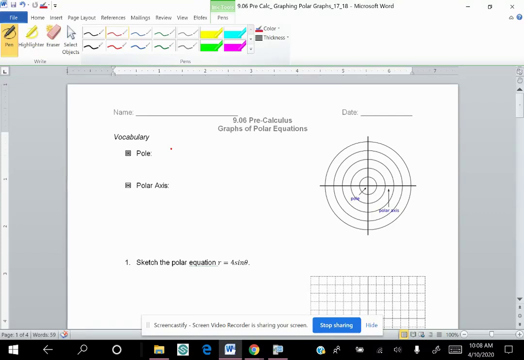We're on 9.06 for pre-calc today. We're talking about graphs of polar equations. So this will be our last lesson for Unit 9.